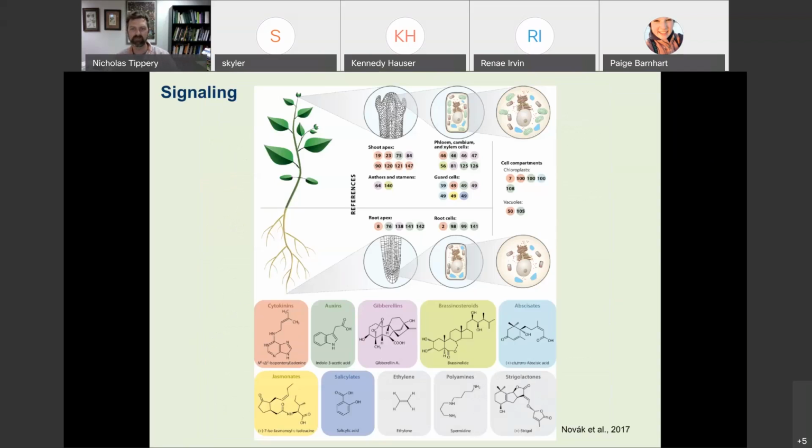This is a study that was trying to synthesize a lot of the information about where these hormones are found in the plant. So shoot apex, root apex, getting in specifically like just the apex of the shoot, and then more specifically single cells within there, or even organelles within different parts of the plant. These are colored by reference sources on this article, and also colored by the types of hormones involved. So shoot apex, a whole bunch of the cytokinin examples, a little bit of auxin, gibberellins, and so on.